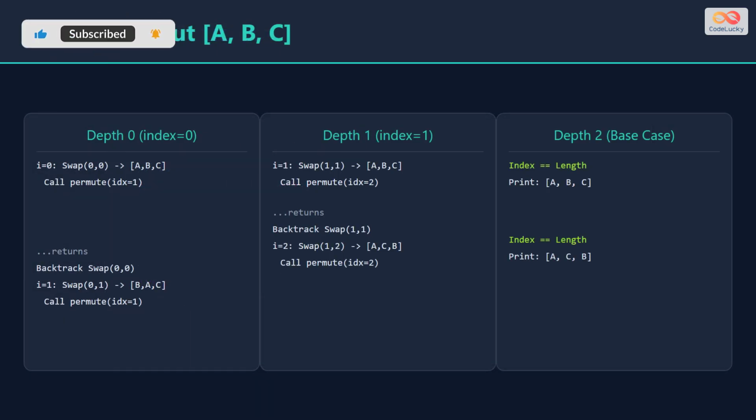Let's try to run this with A, B, C. We start at index 0. We keep A at 0 and move to index 1. At index 1, we keep B fixed and move to index 2. Now index equals length, so we print ABC. We then backtrack, swapping B back, and try the next option for index 1, which is C. This gives us ACB.